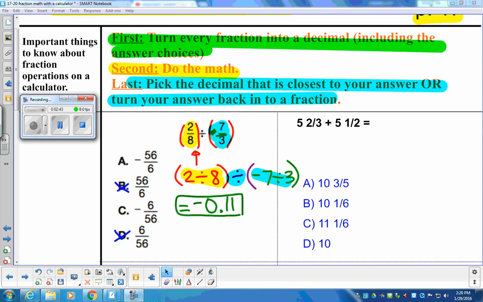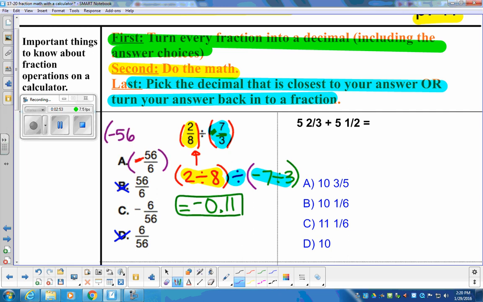All right, so I'm going to look at answer choice A. I'm going to take this negative and attach it to the top, and I'm going to use parentheses again around every one of these fractions. So parenthesis, negative 56, divide by 6, parenthesis. And I end up getting negative 9.33. Well, the answer I'm looking for is negative 0.11. So that can't be right. A is wrong. So it must be C, but let's confirm it by typing it in.